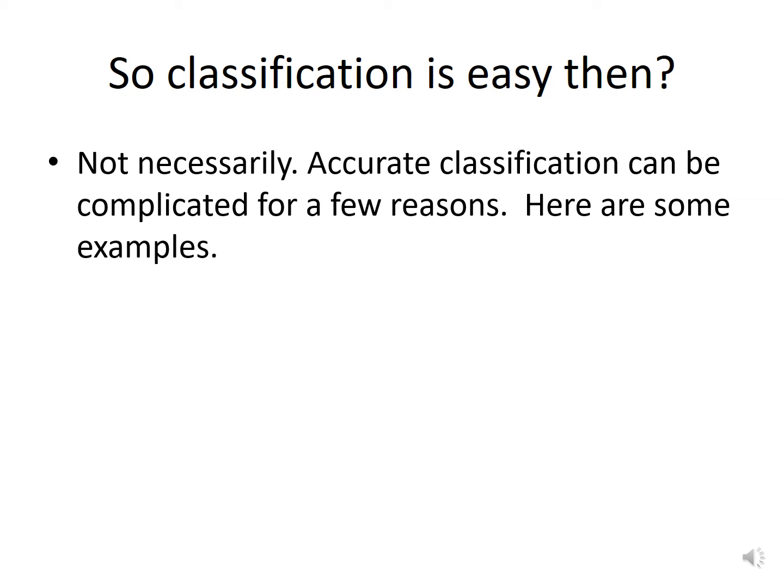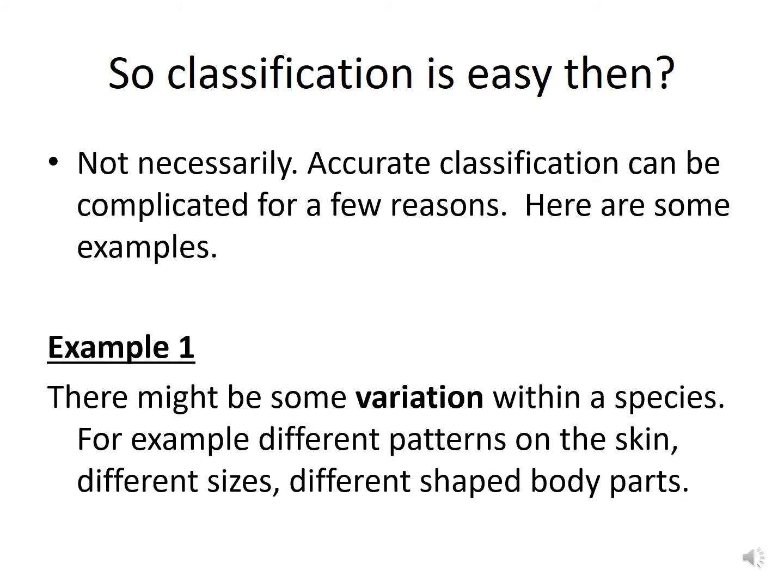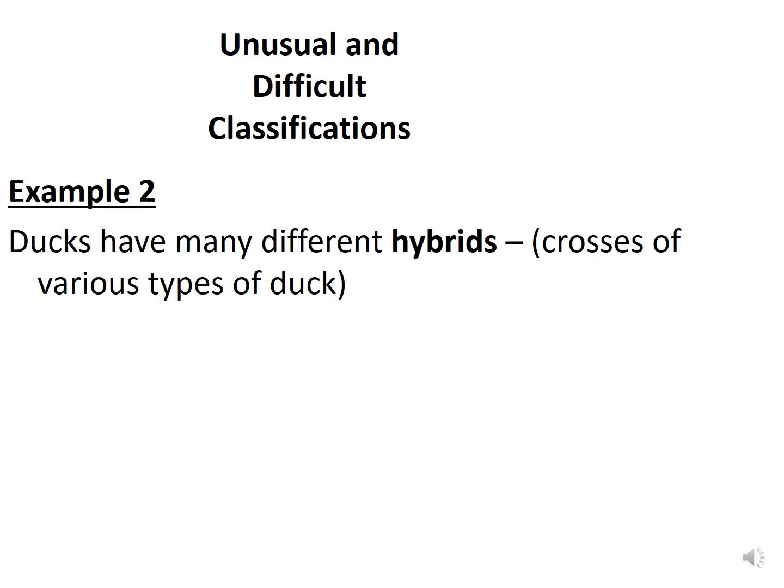Here are some examples. In the first example, within a single species, there might be some variation within that species. For example, different patterns on the skin, different sizes, or different shaped body parts. In humans, we all have different hair colour, skin colour, body shape, etc. But that doesn't make us different species.